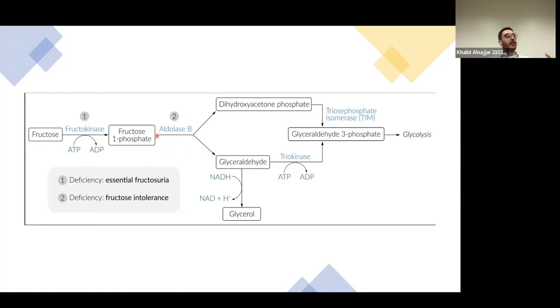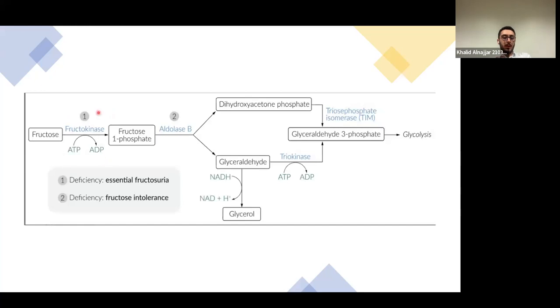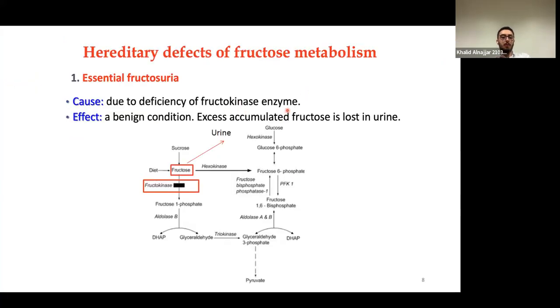Now you have the step before. Aldolase B is the step that activates fructose and puts it in the process and entraps it in the enterocyte. For now you have fructose 1-phosphate accumulating in the liver, right? Just stay here and I will go into the details now. This essential fructosuria is the deficiency in fructokinase enzyme. It's a benign condition, and the excess fructose will be lost in the urine.